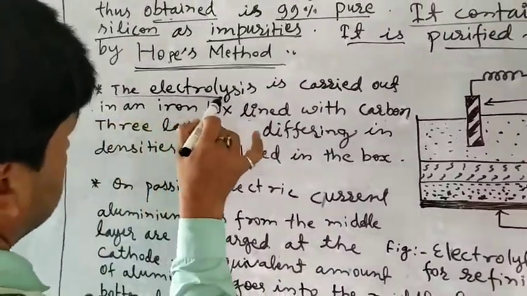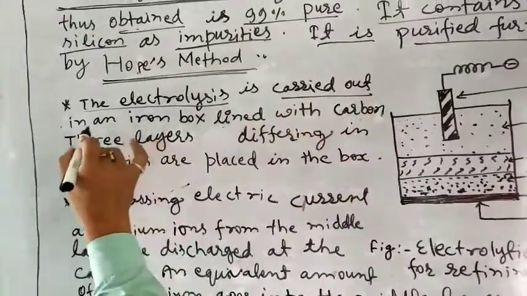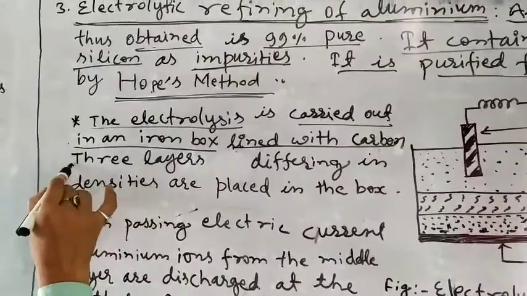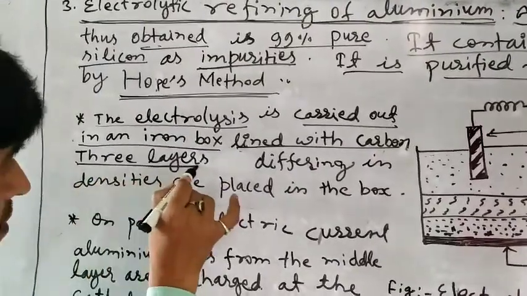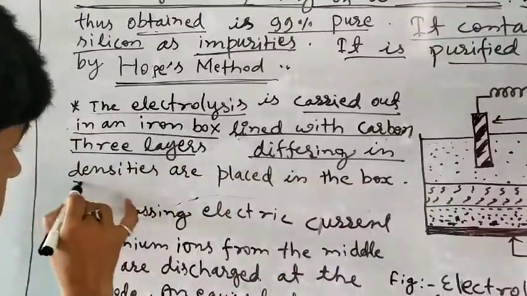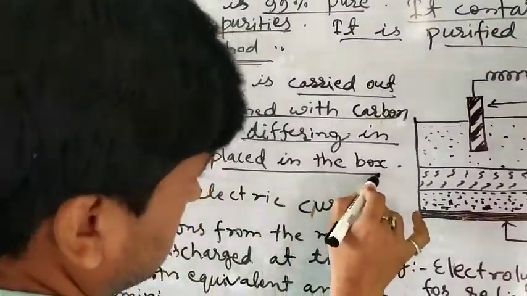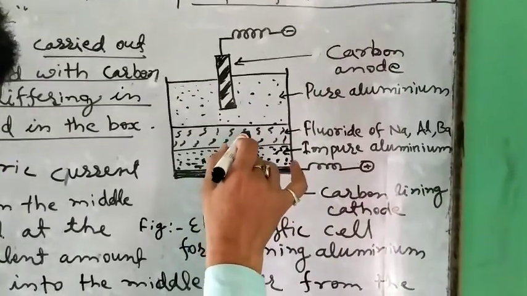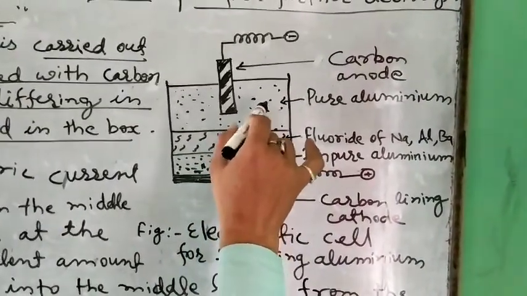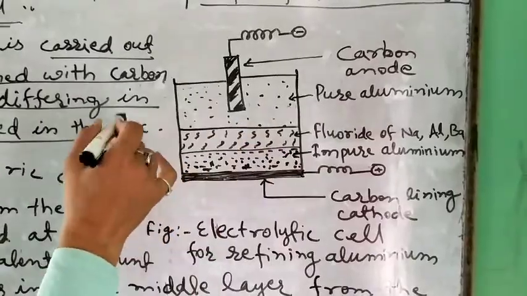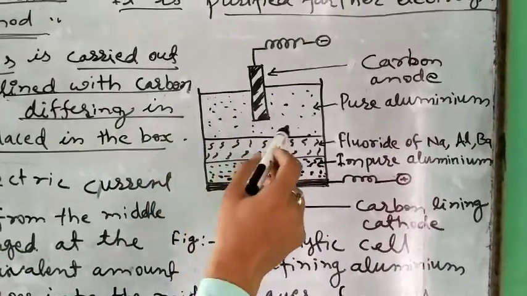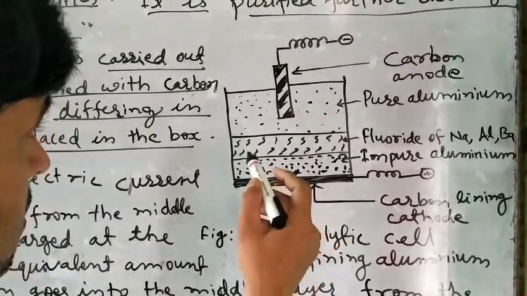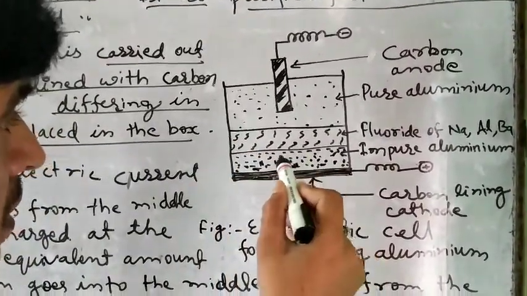The electrolysis is carried out in an iron box lined with carbon. 3 layers differing in densities are placed in the box. The first one is at the bottom, the second one is in the middle, and the third one is at the top. So these layers have different densities, through which we can separate pure aluminium at the cathode.